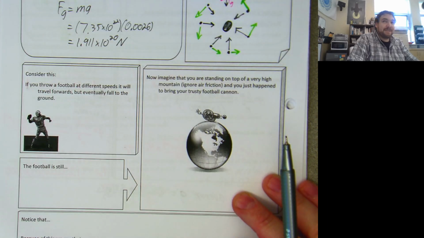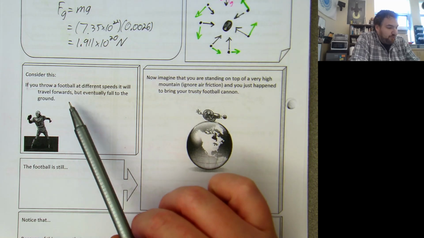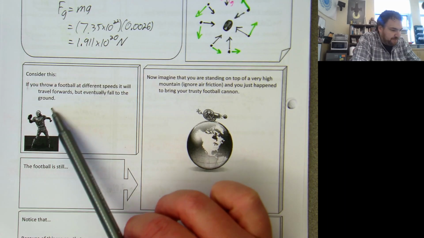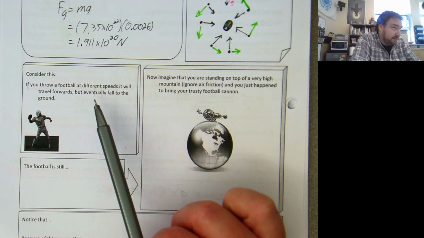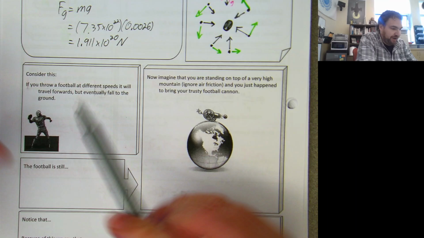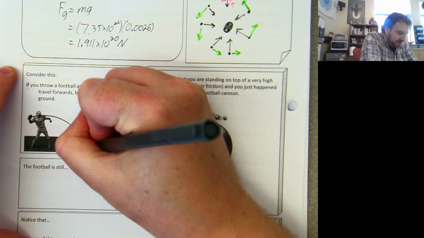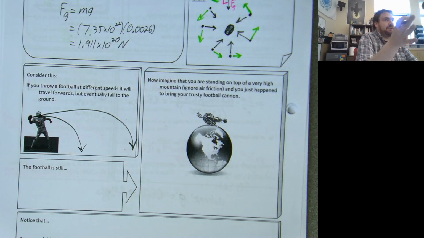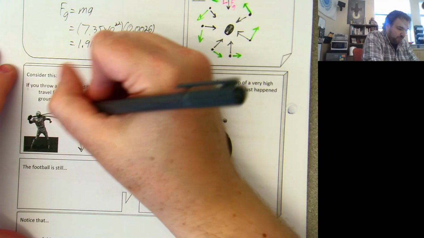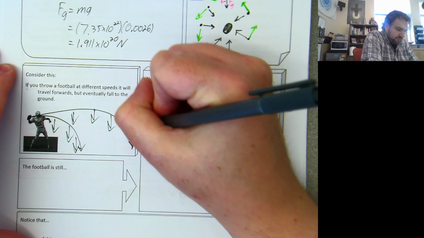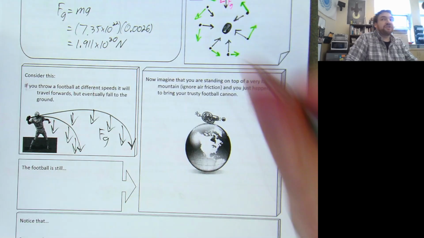So, if you threw a football at different speeds it travels forwards. If you've ever thrown a ball, you've experienced this. But eventually, unless you're in a cartoon, the ball falls to the ground. If you're weak, it falls there. If you're stronger, it falls over there. But eventually the ball comes down. Because it doesn't matter how hard you throw it, FG is acting downwards the entire time.